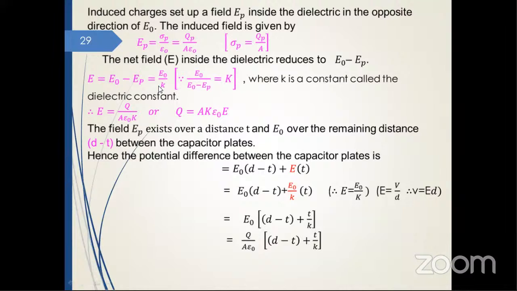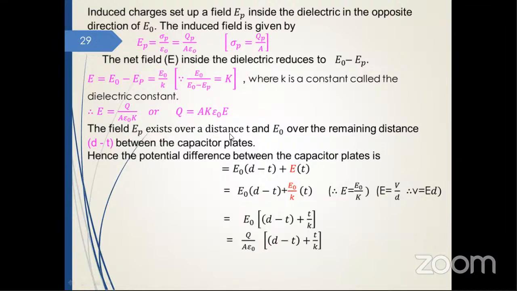Why this equation? Rearrange this equation. E naught divided by E minus EP is equal to K, where this K is a constant, and that constant is called the dielectric constant. Therefore, the equation for E is E equal to Q divided by A epsilon naught K, because this is equal to K. Therefore Q is equal to A K epsilon naught into E.